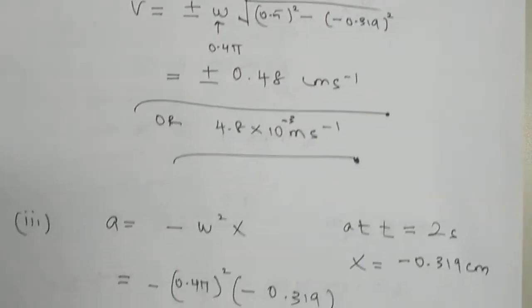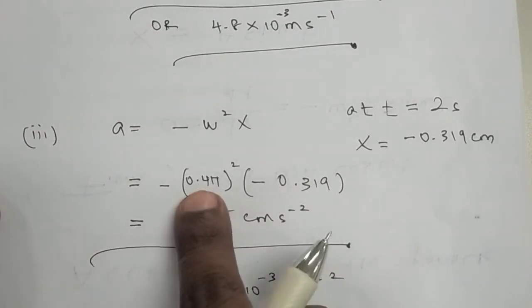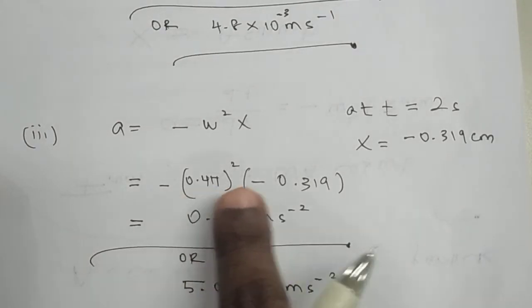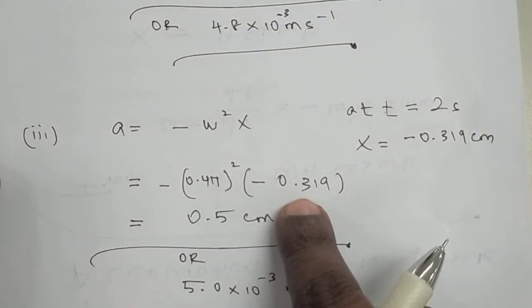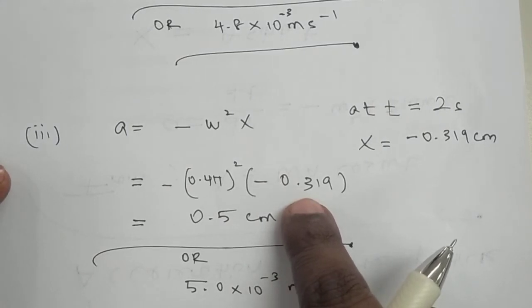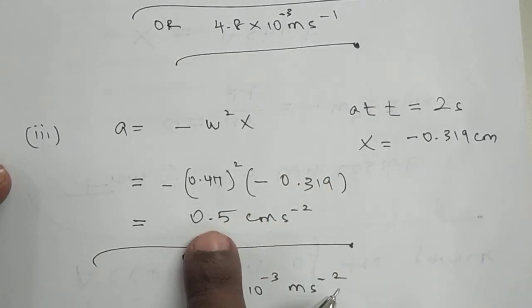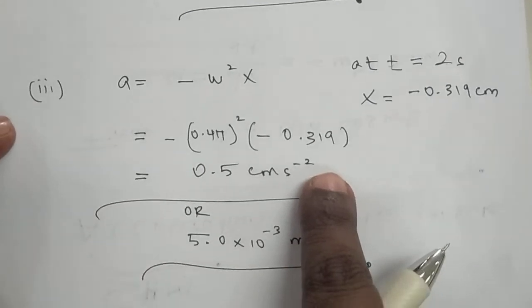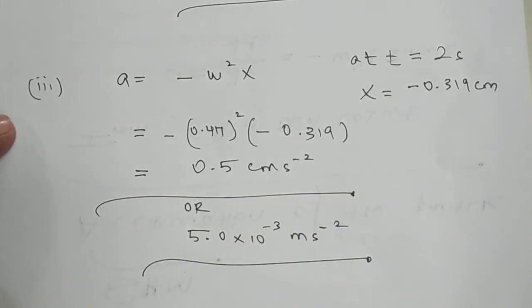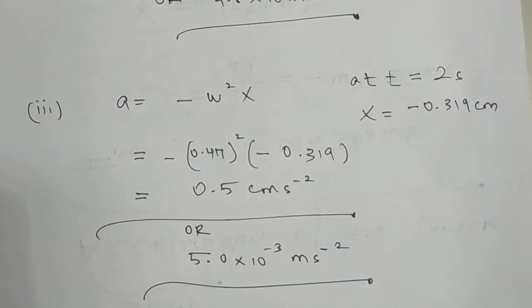So omega is 0.4 pi and x equals negative 0.319. Finally, you will get 0.5 centimeter per second square, or 5.0 times 10 to the power of negative 3 meter per second square. Or we can use the calculus method.